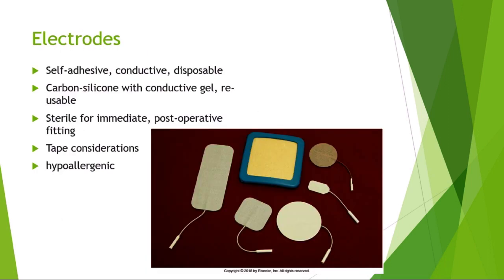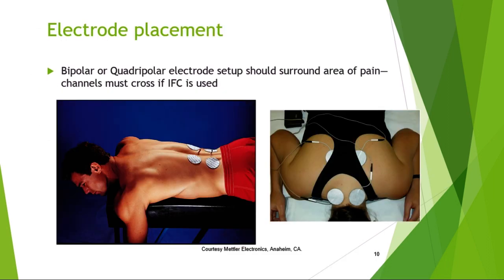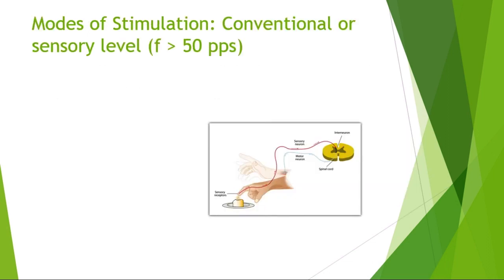The electrodes we've talked about, lots of different choices. Normally for the home use units, they are the self-adhesive, reusable electrodes. You're going to choose the electrode which fits your application. Usually a bipolar or quadrupolar setup surrounding the area of pain. If you're using IFC, you have to cross the channels. That's how you get the interference.